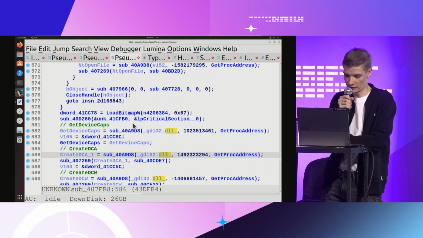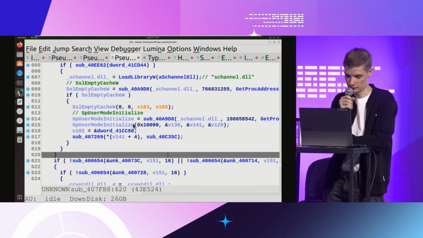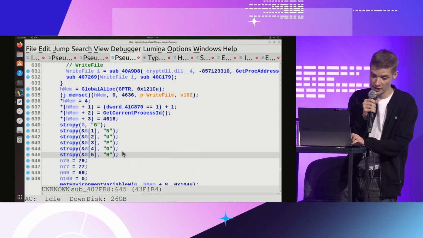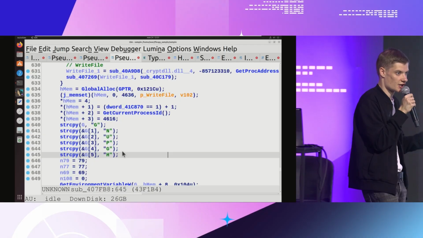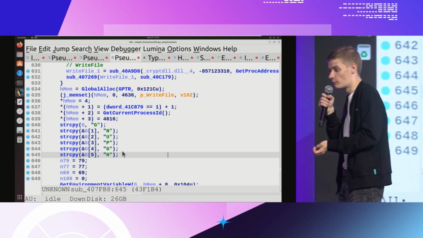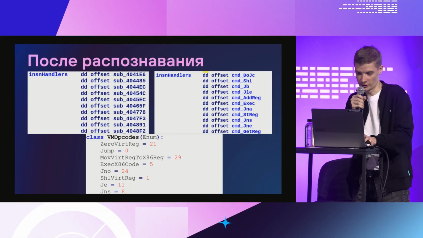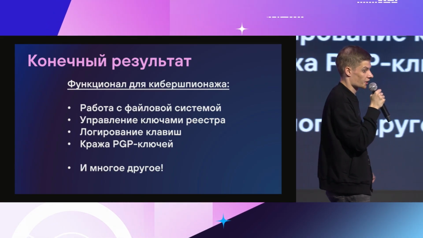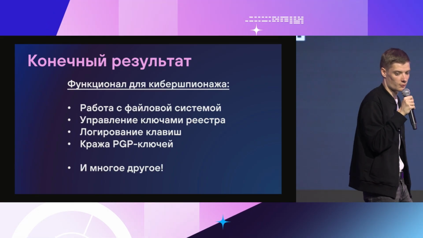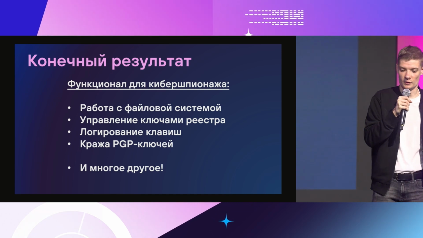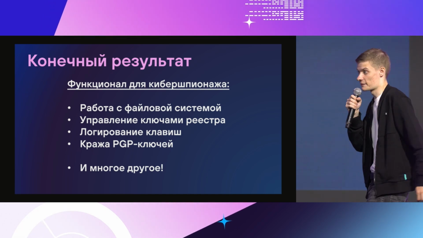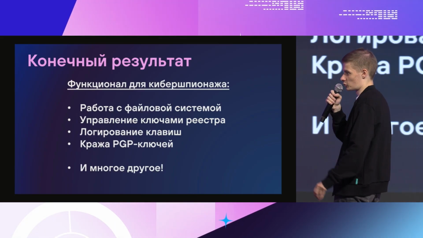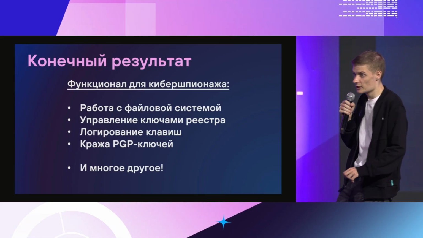Besides that, there are some funny lines here I'll show you. For example, this line, GNU PG. And based on the information about the lines and time, we can make conclusions about what it does. It's an implant used for cyber espionage that could steal PGP keys and many other things.